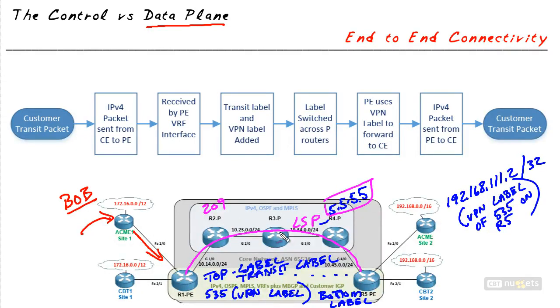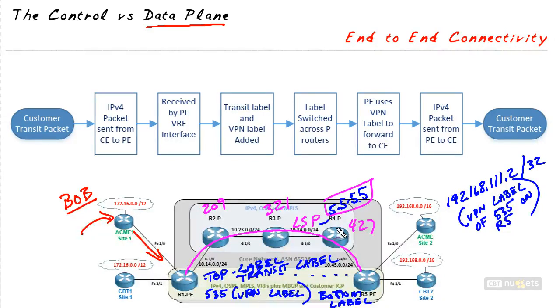And let's say R3 chose the label of 321. And let's say that R4 chose the label of 427. And R5, because he is directly connected to that network, he would be advertising the reserved label of 3, or the implicit null, which is going to tell R4, hey buddy, go ahead and pop off that label.